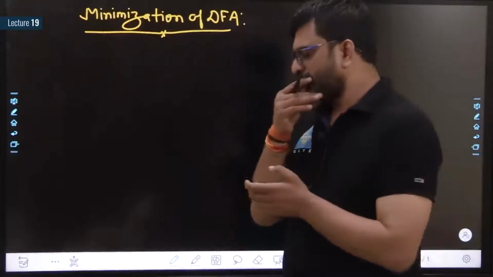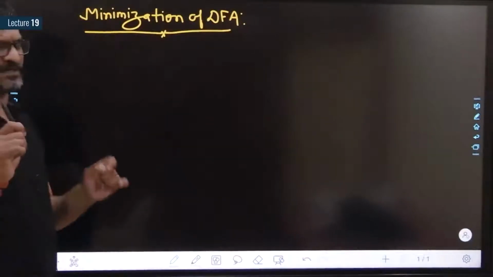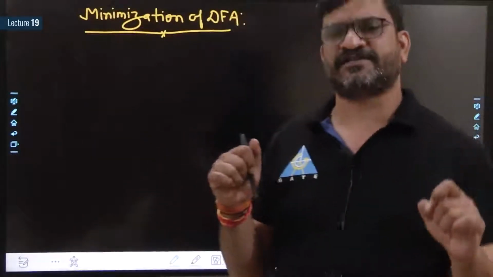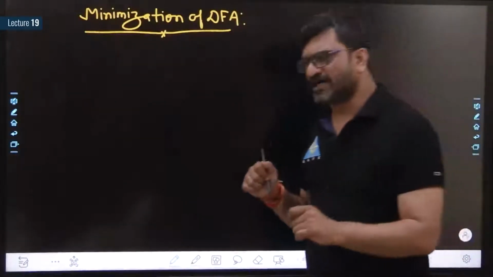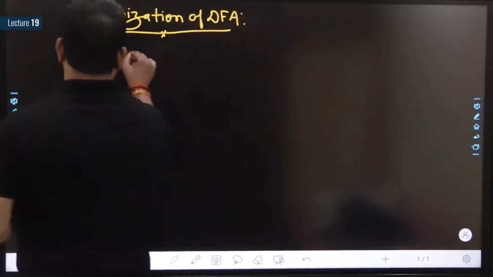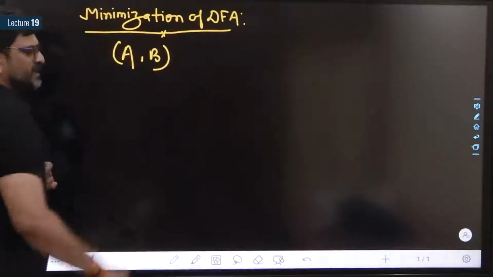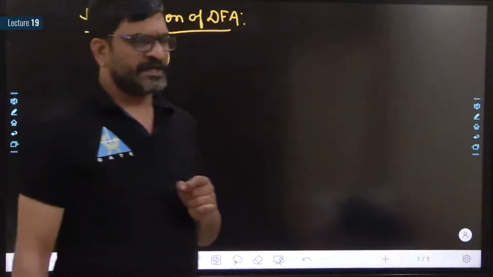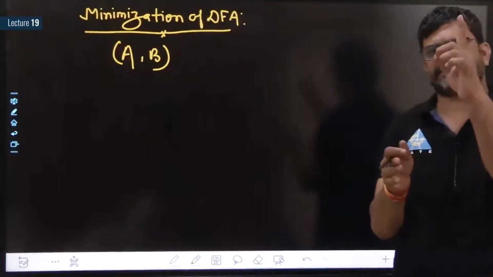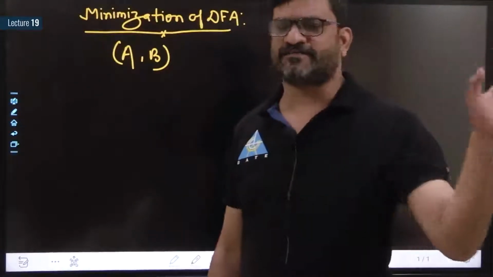Okay, clear? So first we understand what are the equivalent states. Listen carefully. Suppose A and B are two states. If they are equivalent, then we can merge these two states into a single state. If they are not equivalent, then we cannot merge them.